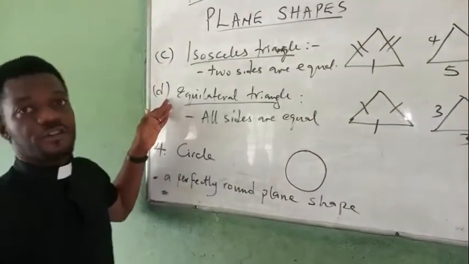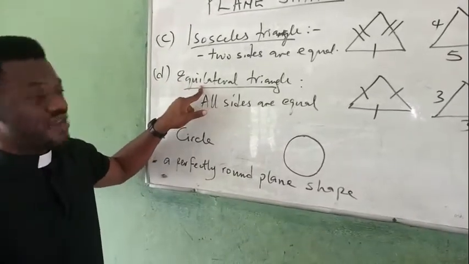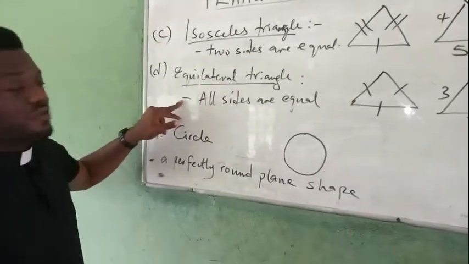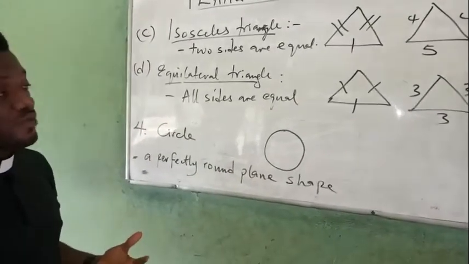Now we have the fourth, which is the final type of triangle, which we call the equilateral triangle. In an equilateral triangle, all the sides are equal. All the sides of an equilateral triangle are equal.